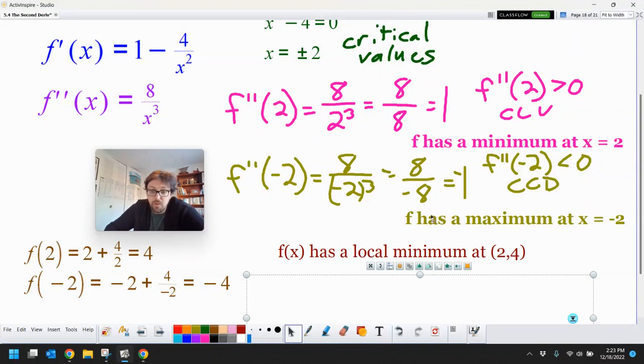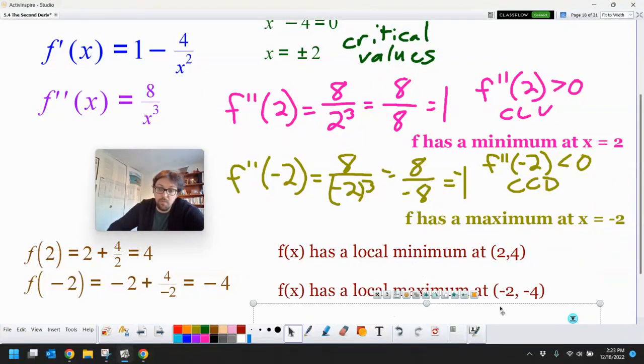So f has a local minimum because, again, we are concave up, and that is the minimum point. It is the bottom of the U. And then f has a local maximum at -2 because it is concave down at that point, and it has a first derivative of 0, and it is that maximum point.